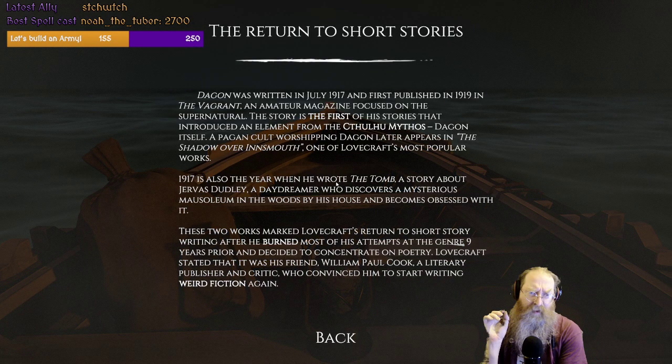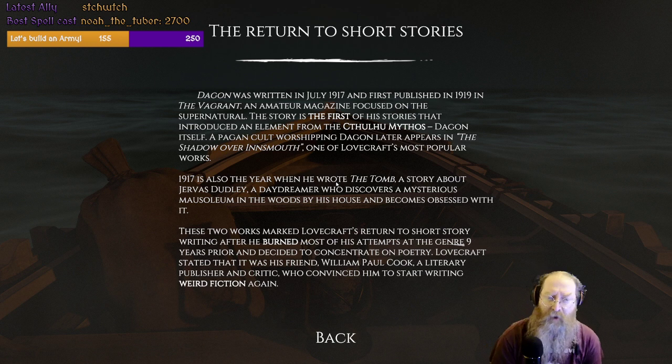Dagon was written in July 1917 and first published in 1919 in The Vagrant, an amateur magazine focused on the supernatural. The story is the first of his stories that introduced an element from the Cthulhu mythos, Dagon itself. A pagan cult worshipping Dagon later appears in The Shadow over Innsmouth, one of Lovecraft's most popular works.